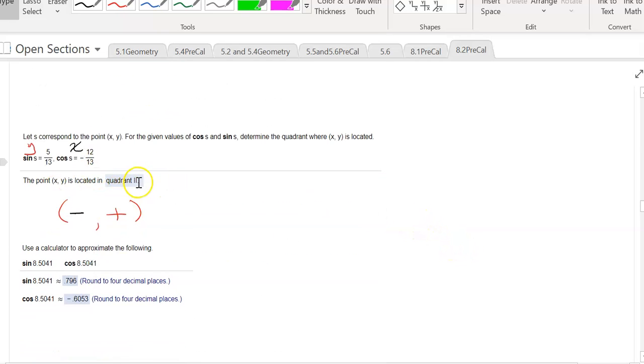Here we're wondering what quadrant we're in. So I don't care what this value is. I care if it's positive or negative. So my y value is positive. My x value is negative. Negative, positive. That only happens in quadrant 2.